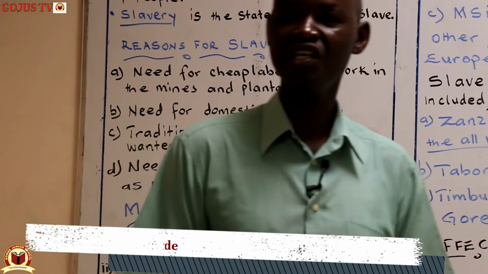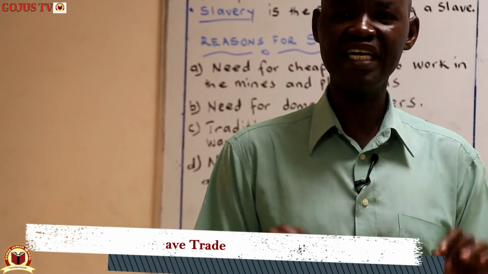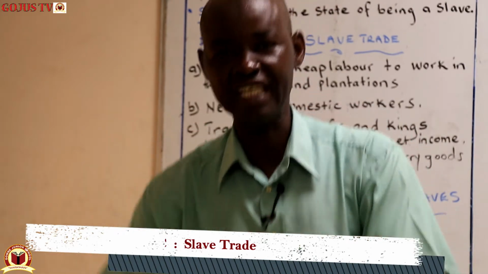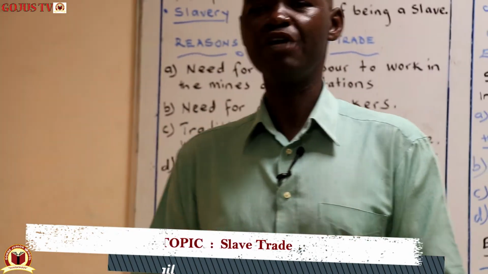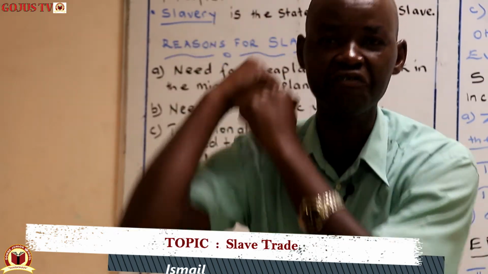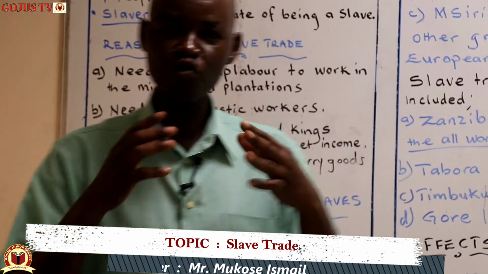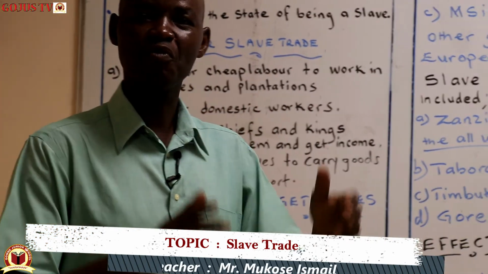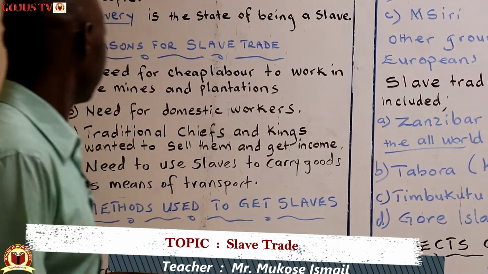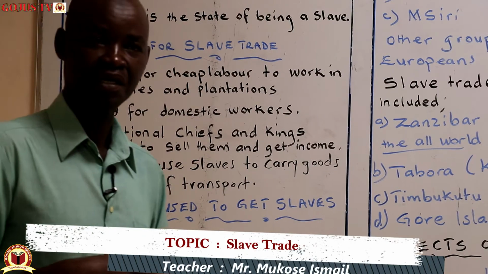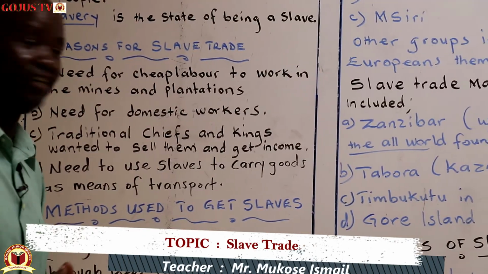During that time, there was no reliable means of transport. So you could find that these people were captured, and alongside selling them, they were used as a means of transport to carry the ivory and other items of trade during that period. They could move long distances from, for example, Uganda up to Mombasa port on foot, carrying those items of trade.